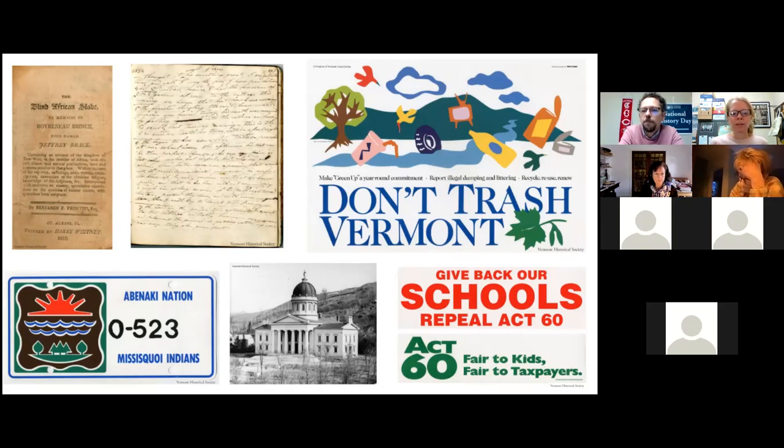We also, I think a lot of times we talk about papers and documents as primary sources, but artifacts can also be primary sources. This is a license plate here of the Abenaki Nation, created in the 1980s. They created their own license plates separate from the state of Vermont license plates. And so, different ways of looking at types of primary sources. There are a lot more that students can use and access to include in their projects.